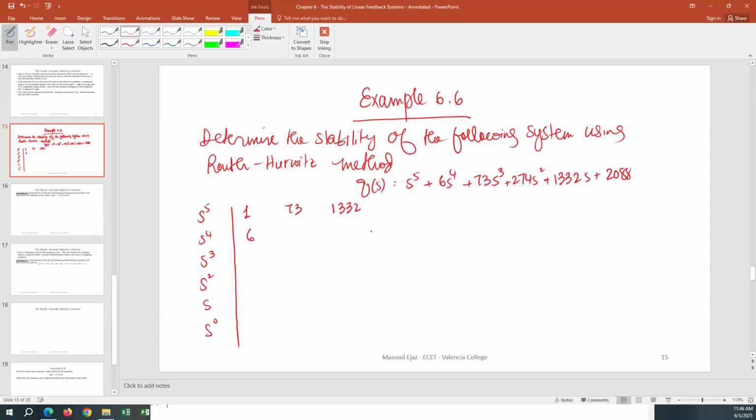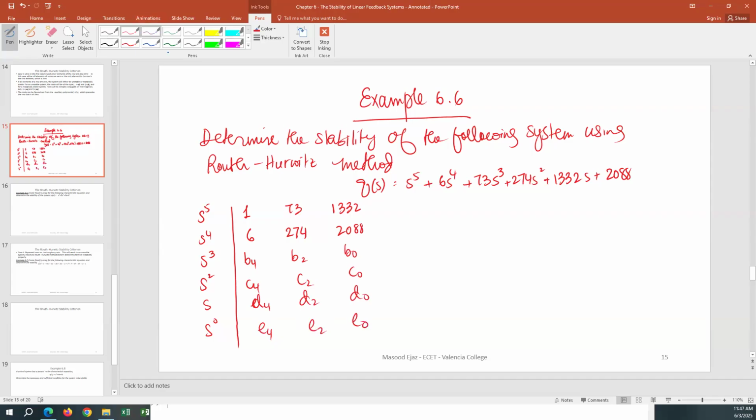And then 6, 274, 208. Those are our first two rows. And then this is going to be n minus 1, so B4, B2, B0, C4, C2, C0, D4, D2, D0.